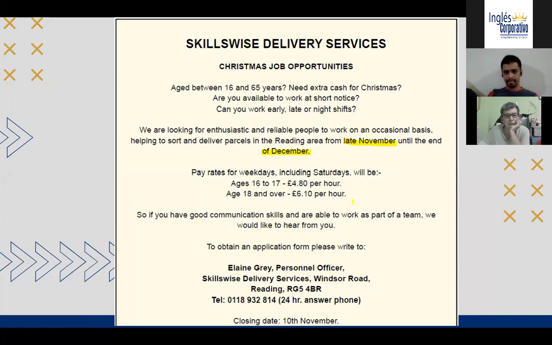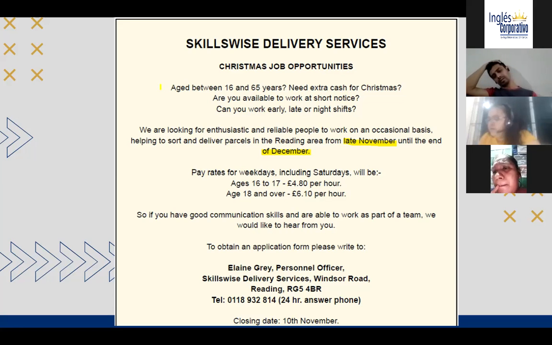Can you please read question number three? Someone from group number three. Question number three: what type of work is on offer? And the answer is? What type of job is offered? Is that the question? Work on an occasional basis helping to sort and deliver parcels. On an occasional basis to deliver parcels. Okay, nice.